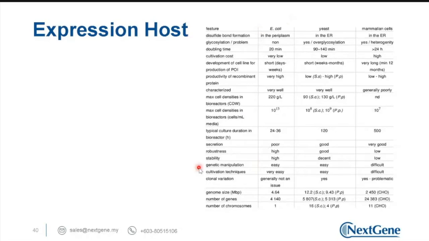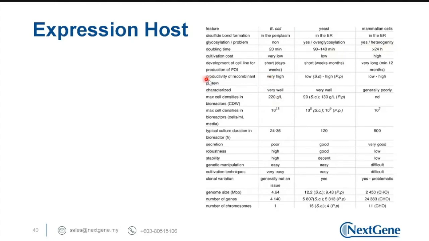This table is comparing the advantages and disadvantages of using different host cells. For E. coli, the good thing is the cost. The cultivation to grow E. coli is very low, and you can easily get a lot of E. coli containing your plasmid and protein very fast, because the multiplication of E. coli is very fast, 20 minutes. Yeast cell is slower to increase in number. And of course, mammalian cell is very slow.